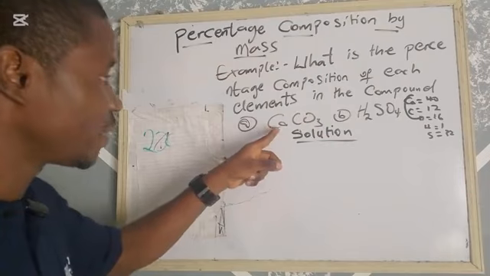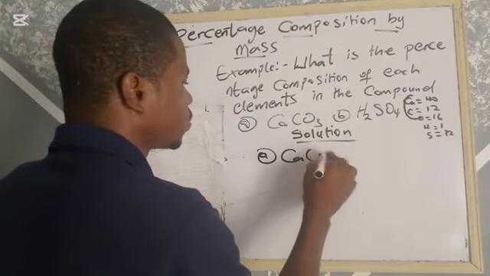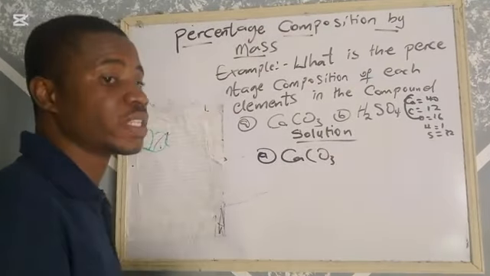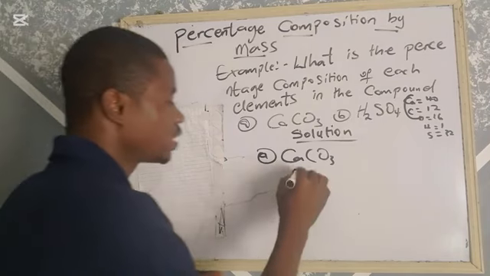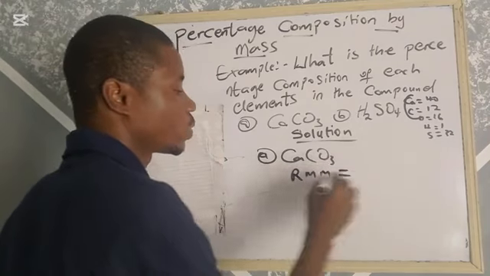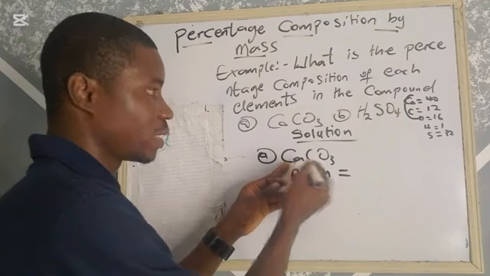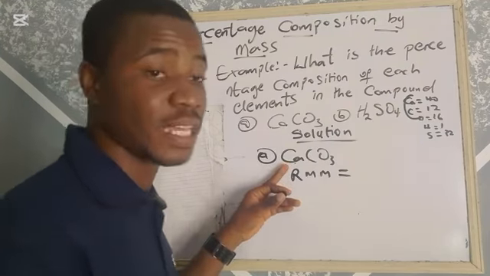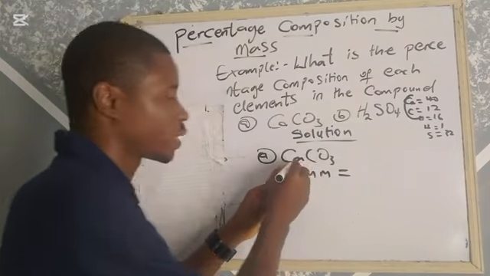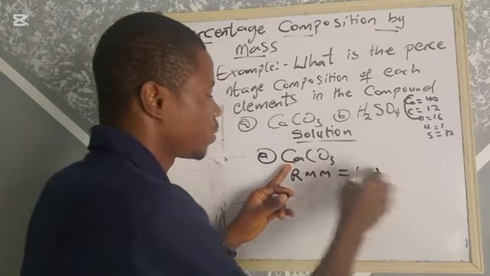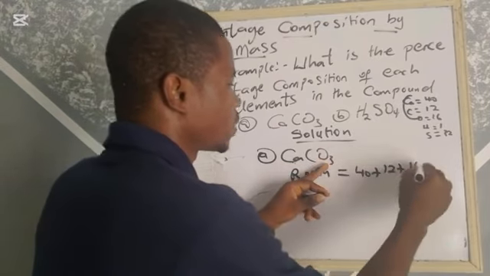Having known this, the next thing is to move straight to the calculation. Let us solve for A, CaCO3. The first thing you do is to look for the relative molecular mass of this compound, CaCO3. Remember I said it is the summation of the relative atomic masses of each element that makes up this compound. What is the relative atomic mass of calcium? From here, it is 40, plus carbon is 12, plus oxygen is 16, times 3.